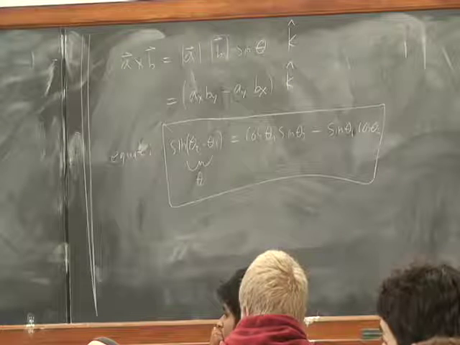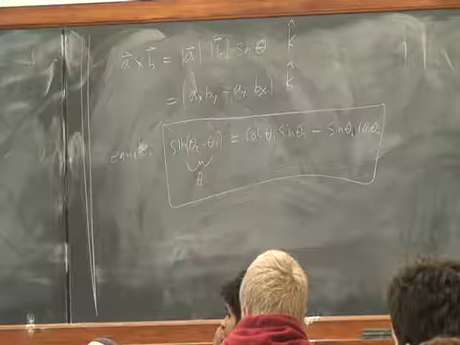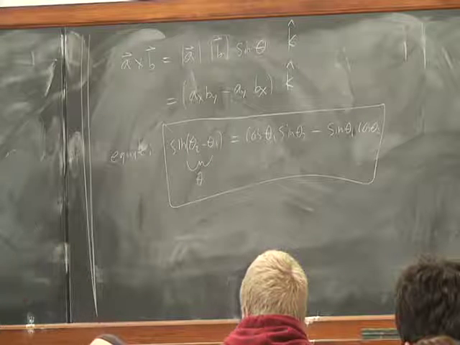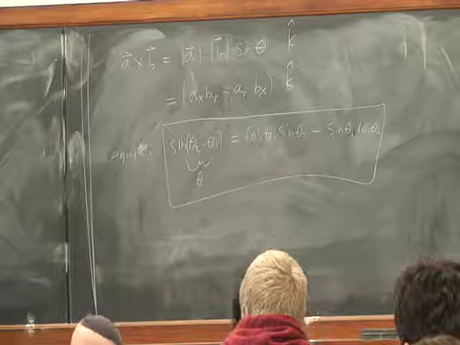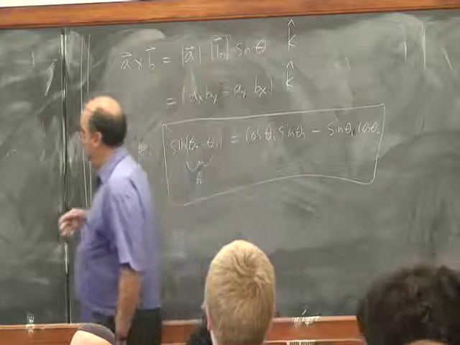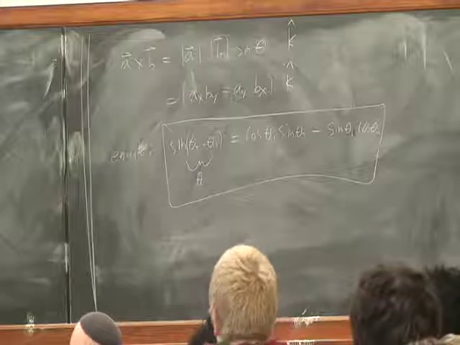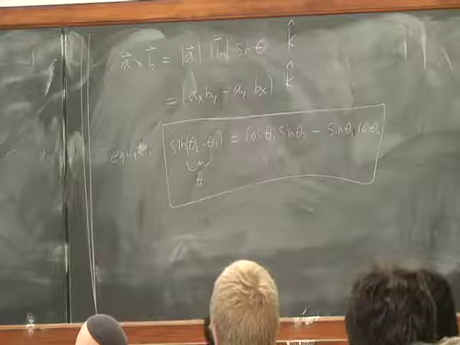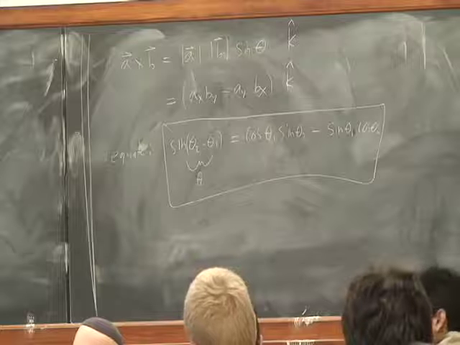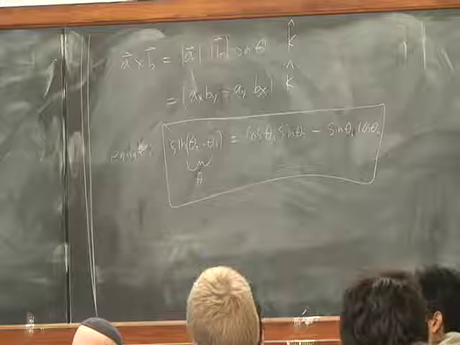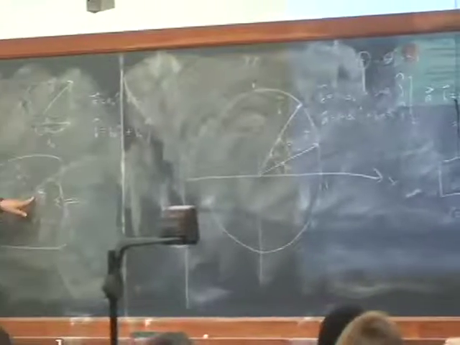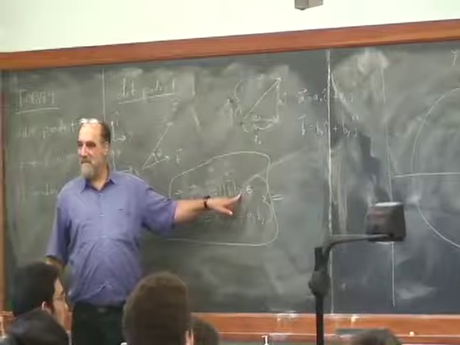Yes? How did we go from cosine theta to cosine theta 2 cosine theta 1 plus sine theta 2 sine theta 1? Where it says A dot B equals, how did we get from here to there? Okay. The difference between these two angles is the angle between these two vectors. And in the definition of dot product, it's the magnitude of the one, the magnitude of the other, times the cosine of the angle between the two vectors.